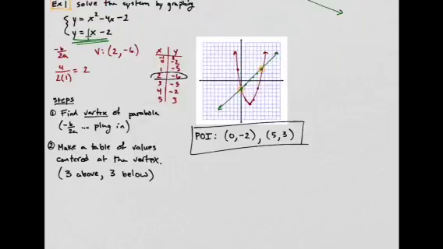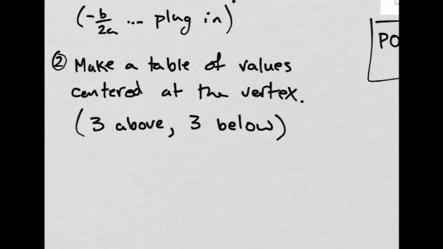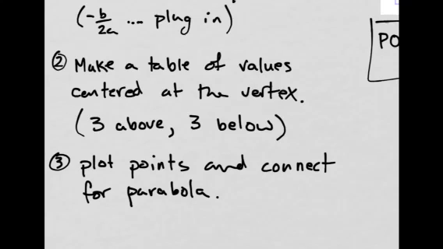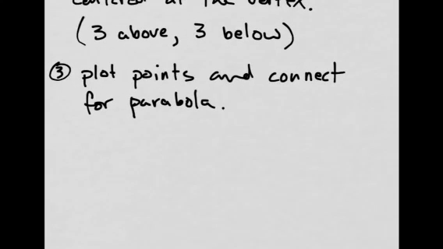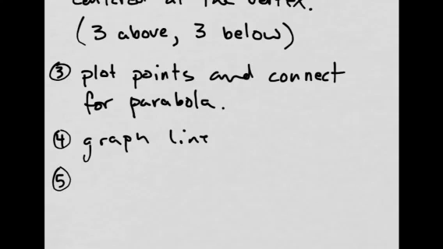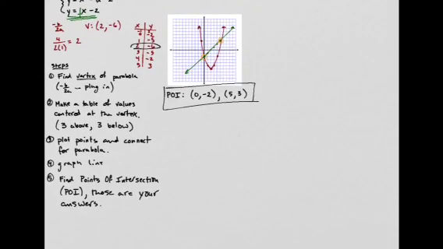Step 3 was to plot everything for your parabola. Plot points, connect them for your parabola. Step 4 was to graph the line. And then step 5 was to find solutions, which were the points of intersection. So find the points of intersection and write them down. They're ordered pairs. And there you have it. Those are your answers. And that's all we have.